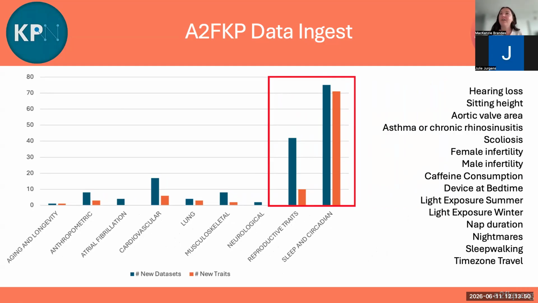So just some of these include hearing loss, sitting height, aortic valve area, asthma, scoliosis, infertility in both male and female, caffeine consumption, device at bedtime, light exposure for summer and winter, nap duration, nightmares, sleepwalking, and time zone travel, which I think a lot of these are relevant to things that we may face in our everyday lives. I just find that really fascinating that we have some of this data now. And again, you can explore all of this new data on the dataset page on the A2FKP, and we encourage you to do so.